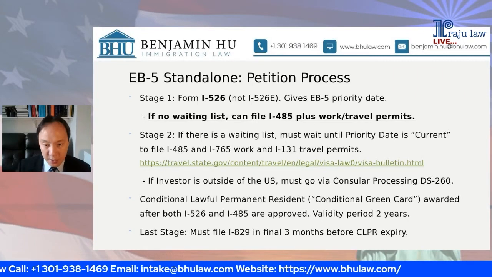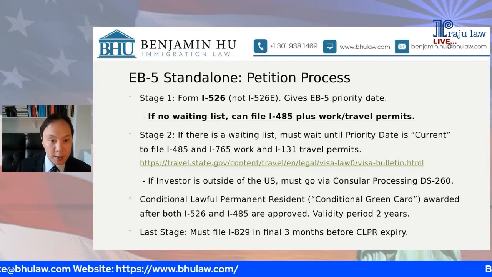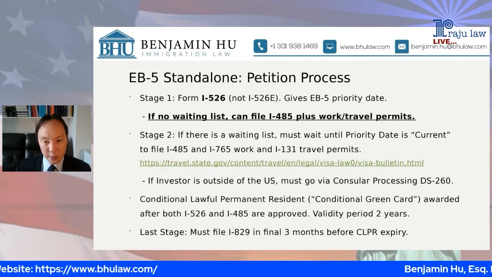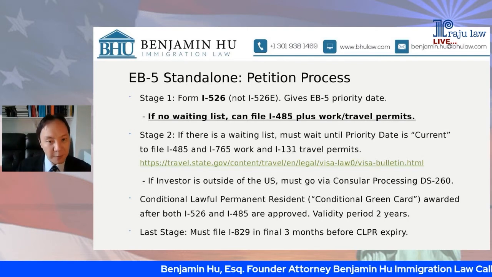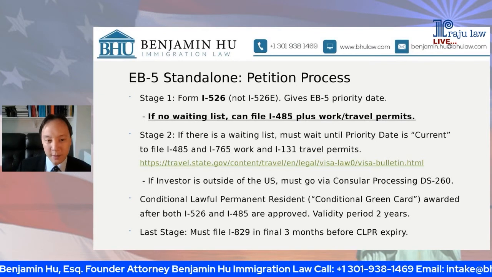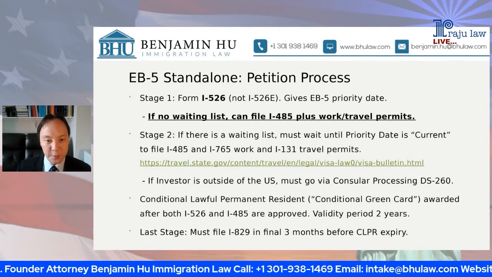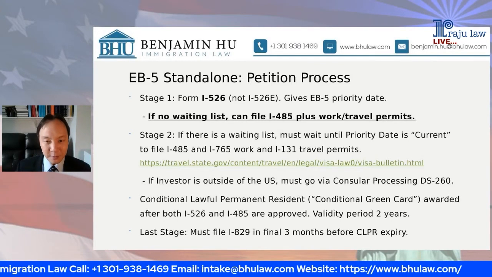If the investor is outside of the US, you must go via consular processing and DS-260. That involves an interview at the consular post. And then, as we mentioned, there's a conditional lawful permanent resident card for 2 years. In the final 3 months of that 2 years, you must file the I-829, and then you get a permanent green card after that's approved. So that is the standalone petition process. Let's jump to the next slide.